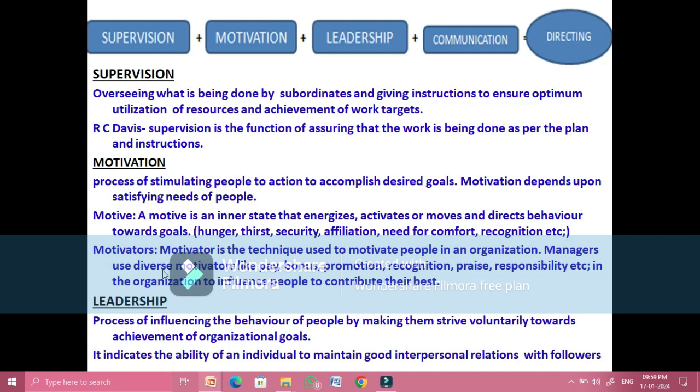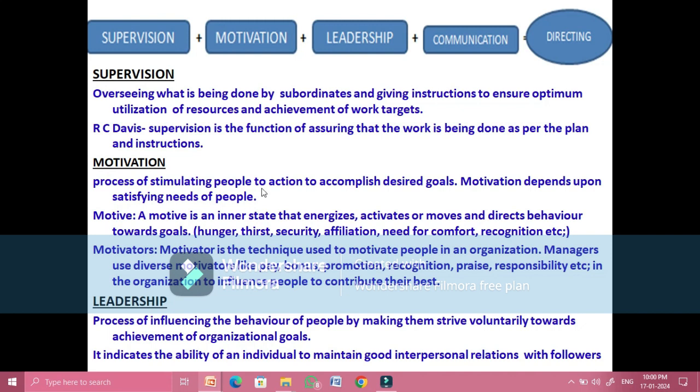So motivator means the technique that is used to motivate the people in an organization. What could be the motivator? A motivator in an organization may be a pay, a bonus, a promotion, recognition, praise, responsibility, etc. All these are the motivators which stimulate the individuals or the employees working in the organization. So these are known as the motivating factors, or the motivators, or the techniques. So this is about motivation.